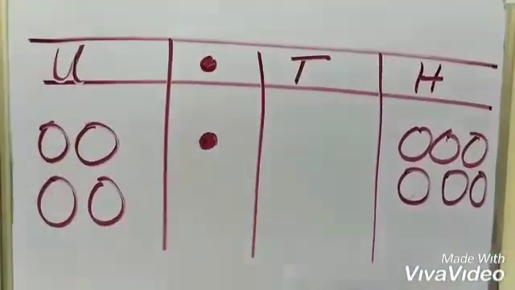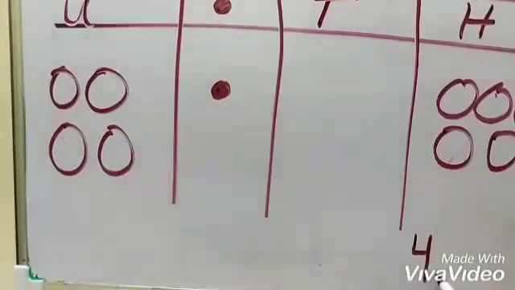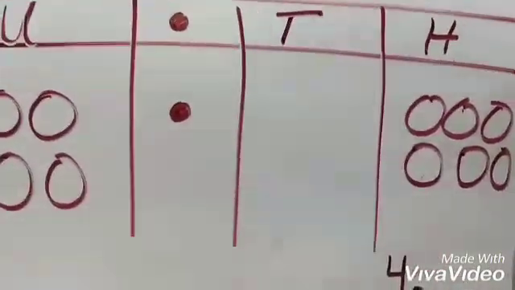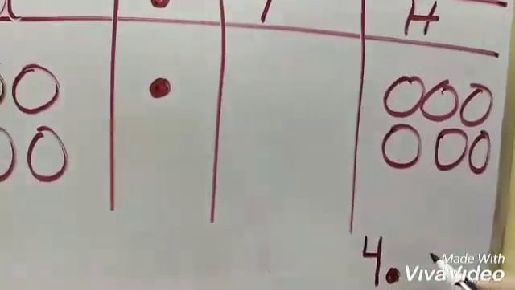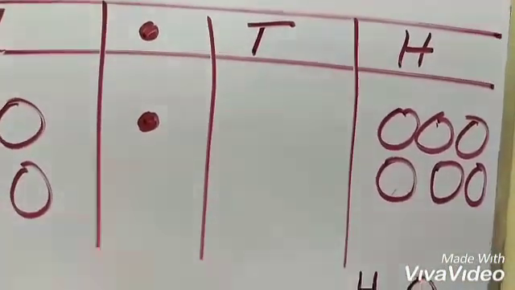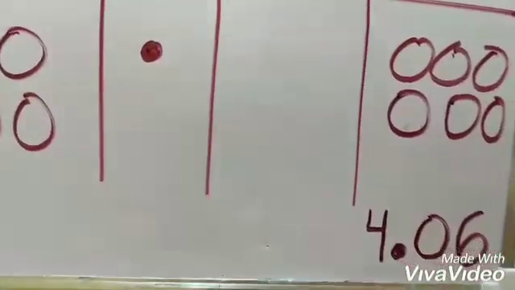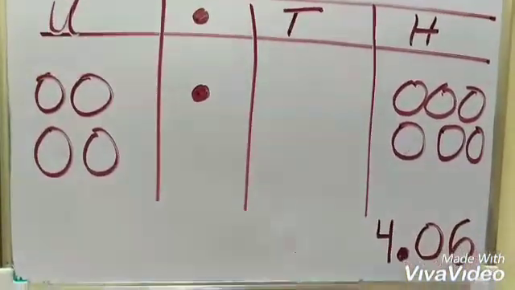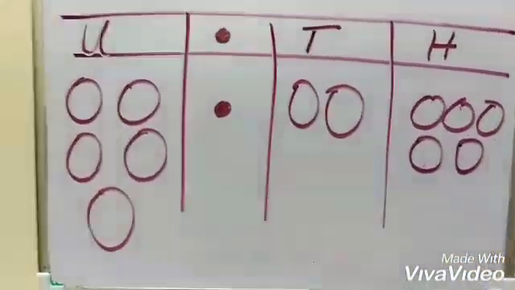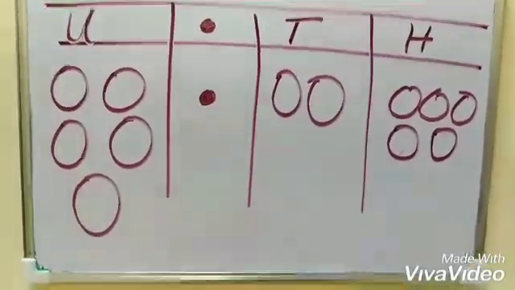In letter B, there are 4 units in the unit place, nothing in the tenths place, and 6 in the hundredths place. So to write down the number in decimals, first we start by writing the units, then the decimal point. Nothing in the tenths place means that we have to write 0. And 6 in the hundredths place means that we will write 6 in the hundredths place. Our whole number is 4.06.